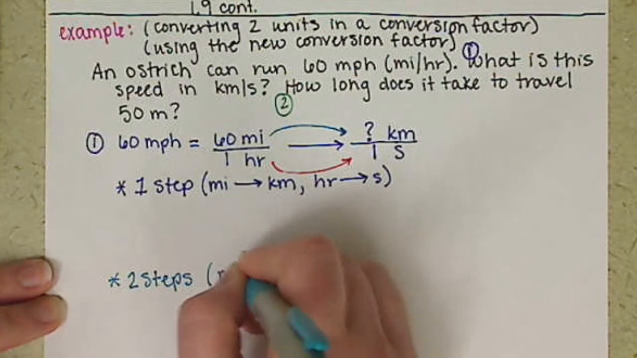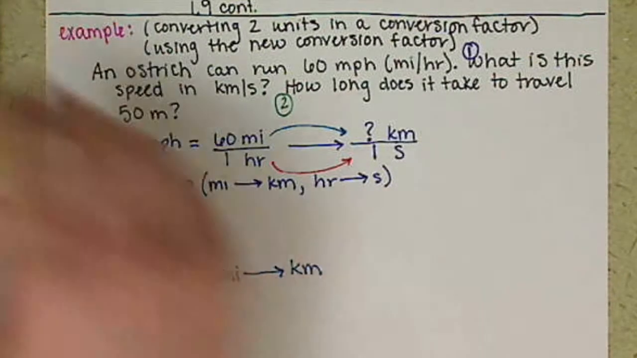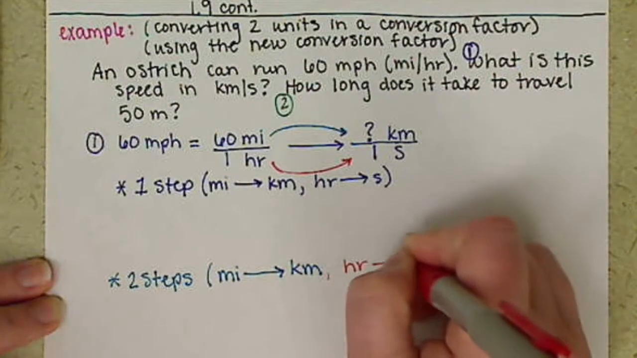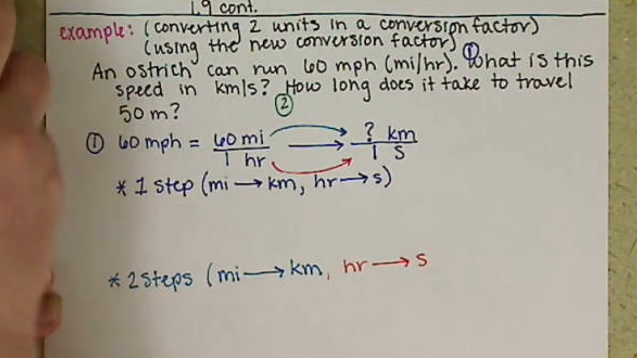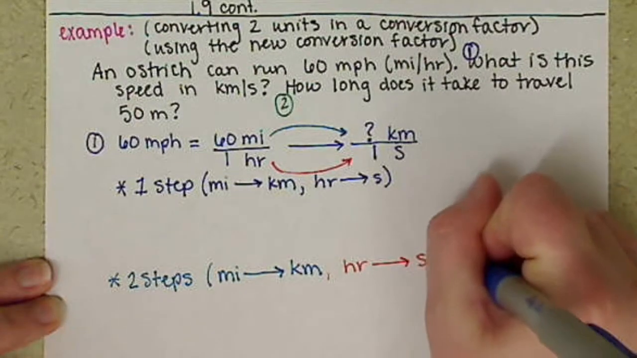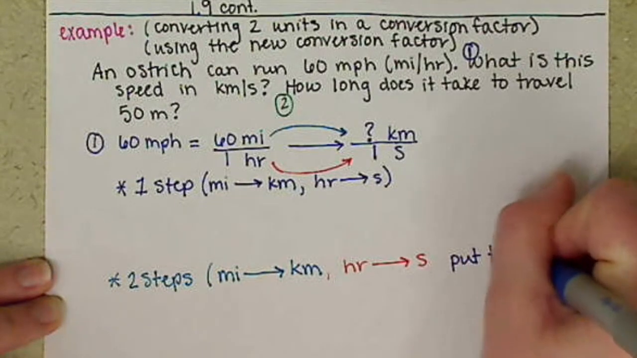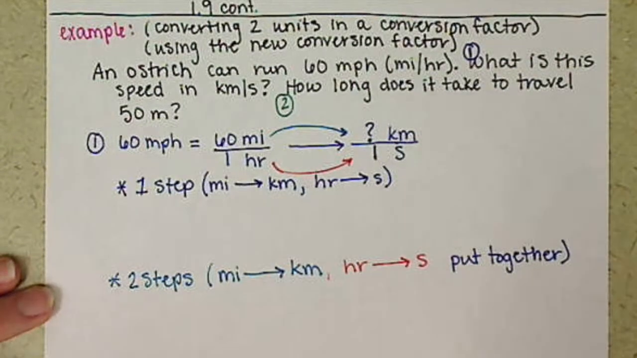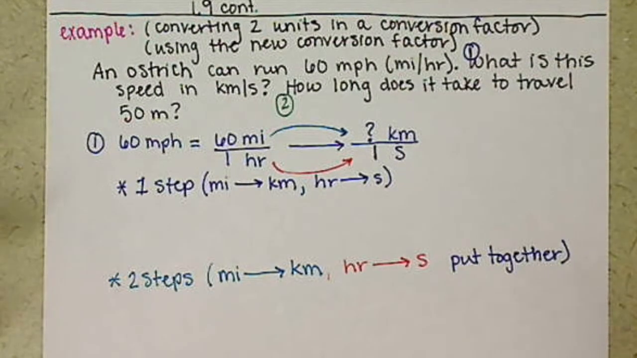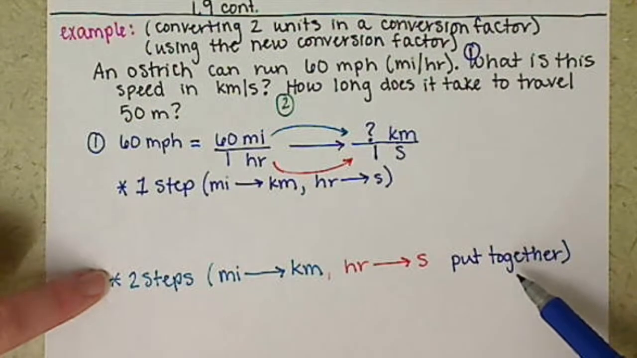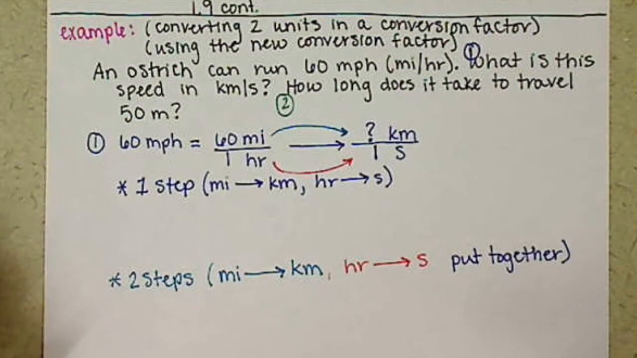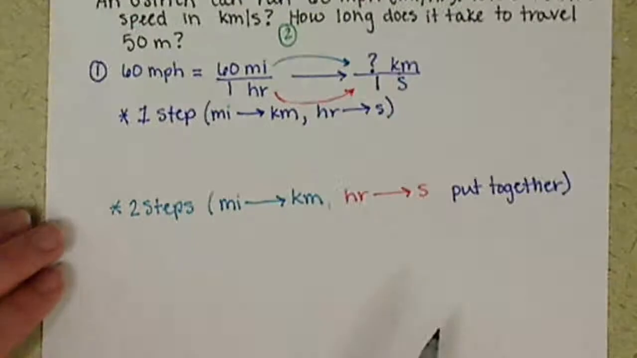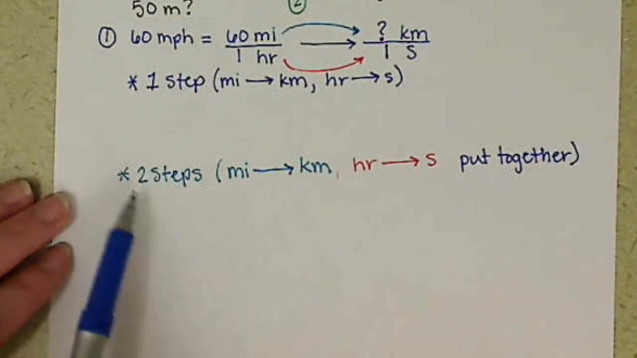We can do the miles to kilometers. Then we can do the hours to the seconds. And then we can put that together. For some of you out there, the one step is going to be easy. You're going to be able to see it. You're going to like the one step. For some of you, two steps is better. So I'm going to show you both ways to calculate it. Okay. First off, I'll start with the two steps. And then I'll go back up and show you the one step.